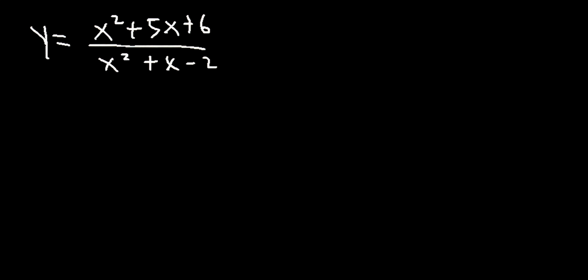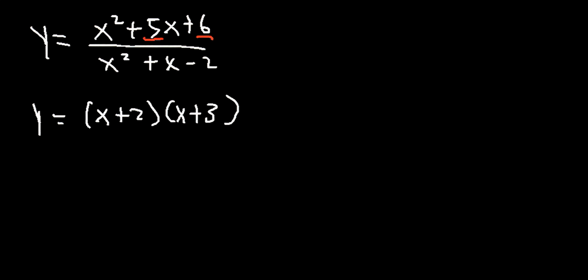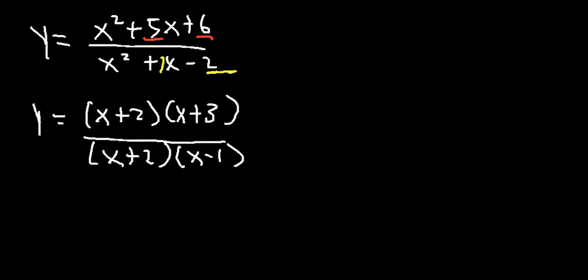So to factor x squared plus 5x plus 6, think of two numbers that multiply to 6 but add to the middle term 5. 2 times 3 is 6, 2 plus 3 is 5, so it's going to be x plus 2 times x plus 3. To factor this one, look for two numbers that multiply to negative 2 but add to 1. So that's positive 2 and negative 1. 2 plus negative 1 is 1. So it's x plus 2, x minus 1.